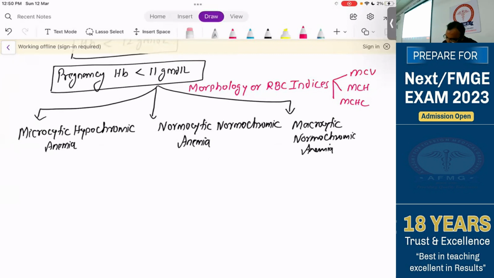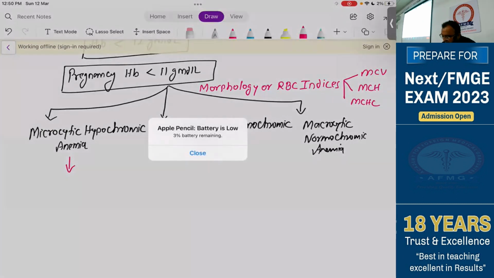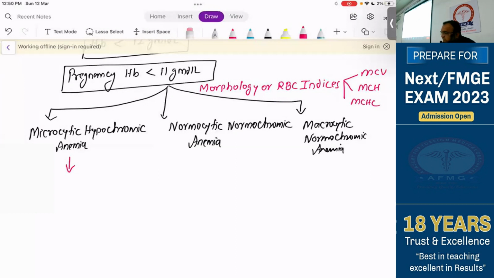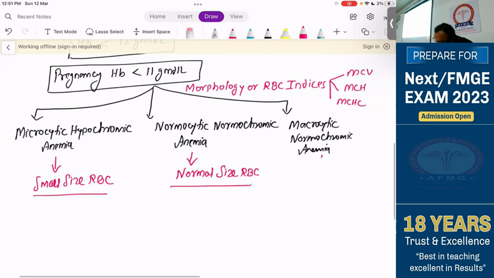So let's see what is microcytic. In microcytic hypochromic anemia, we are going to see small size RBC. In normocytic anemias, we are going to see normal size RBC. And in the third one, that is macrocytic, we are going to see large size RBCs.